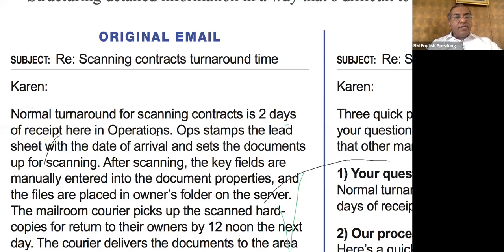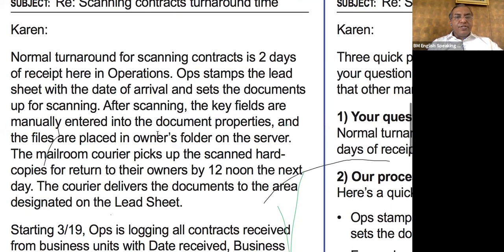Karen, normal turnaround for scanning contracts is 2 days of receipt here at operations. Operations stamps the lead sheet with the date of arrival and sets the documents up for scanning. After scanning, the key fields are manually entered into the document properties and the files are placed in owner's folder on the server. The mailroom courier picks up the scanned hard copies for return to their owners by 12 noon the next day. The courier delivers the documents to the area designated to the lead sheet.